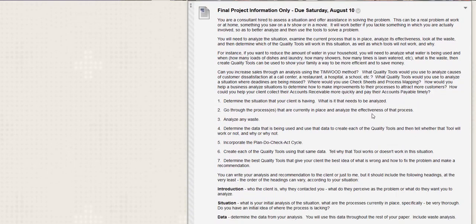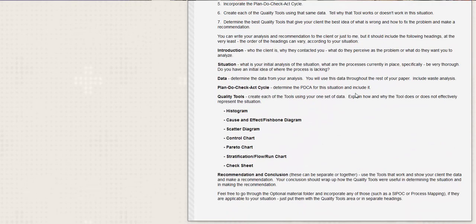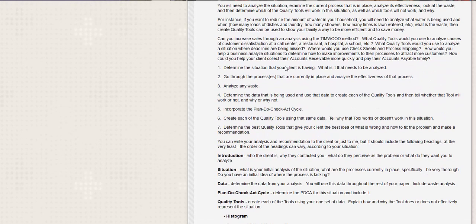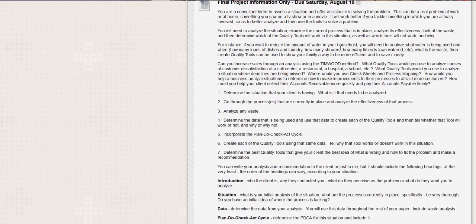Here is the information again about the final projects you should be working on. This should be several pages because you should have all of these headings and you should have room for all of the charts. And now you've been given the information on the plan, do, check, act cycle, and up here where it mentions the Tim Wood method. So you should now be able to work very, very diligently and turn in a really good paper that is worth 200 points. So this should be more than 1 or 2 pages. Okay, I'm going to be grading them very critically because I want to make sure that you are understanding and can apply these processes. So that's what's going on this week.